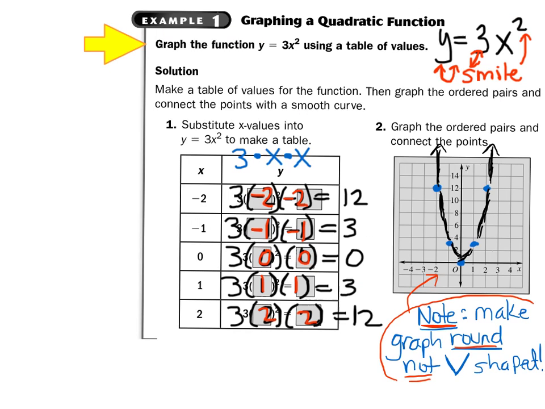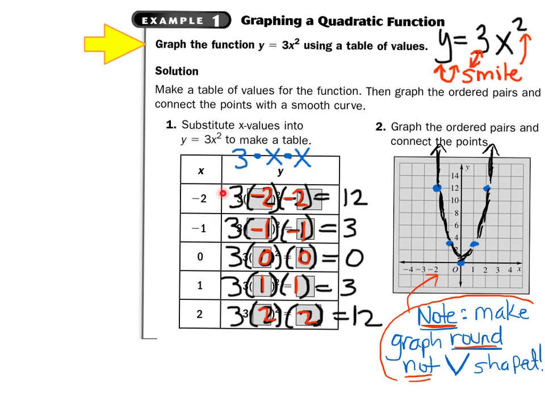Now you're ready to look at example 1. They want us to graph the function y equals 3x to the second power. I wrote it over here. The first thing I want you to notice is x is to the second power, so hold up your thumb and your finger. You know it's going to be that curve shape. But see how the number in front, the 3, is positive? That means it's going to be a smile. It's going to go up. Now let's make a table, the x and y table.